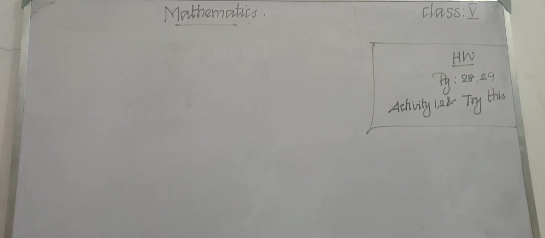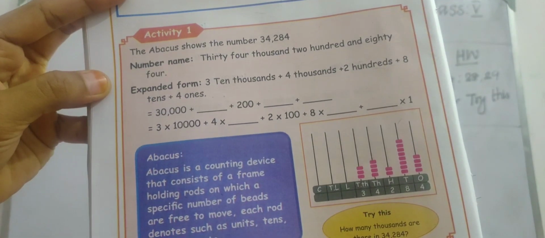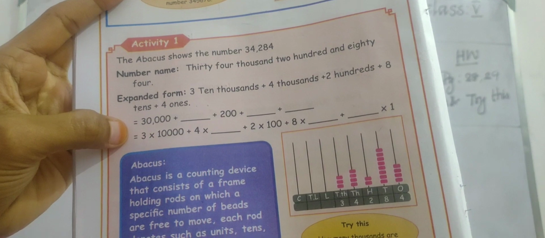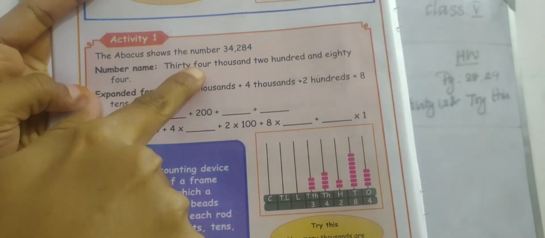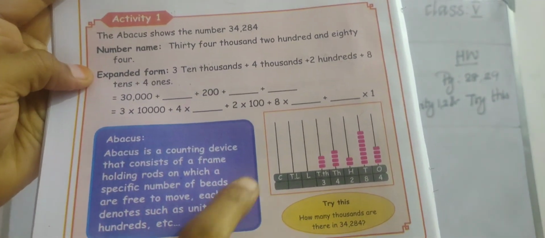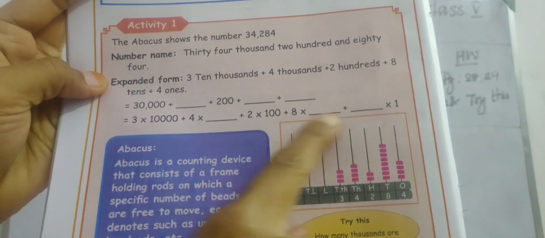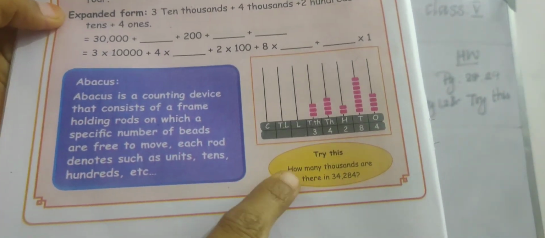Okay, children. So children, note your today's homework. It is from page number 28 and 29. It is from activity 1. Here see, we are having activity 1. So this is your homework. Already they have given a number from the abacus given below. So you should write the expanded form, and also you should try this.